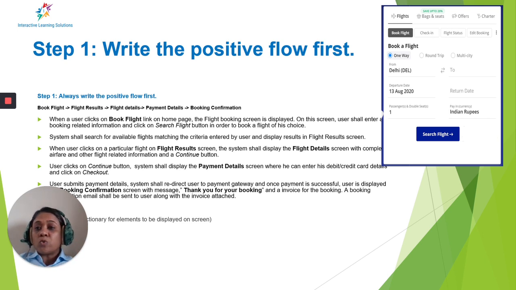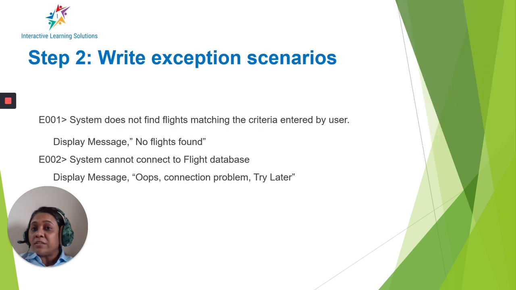Okay. So once I've written my positive flow, the next step will be to write the exception scenarios. So I have written just a handful of exceptional scenarios. You can think about more negative scenarios which can occur. So I have written an example like system does not find flights matching the criteria entered by the user. What will happen? System will display a message, no flights found. If system cannot connect to the flight database, what happens? It'll display a message, oops, connection problem, try later, and so on.